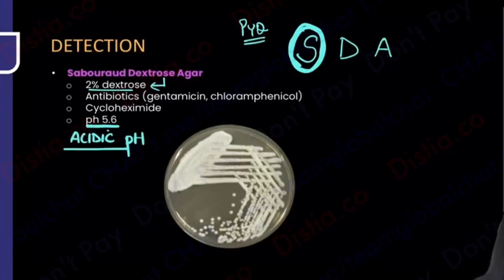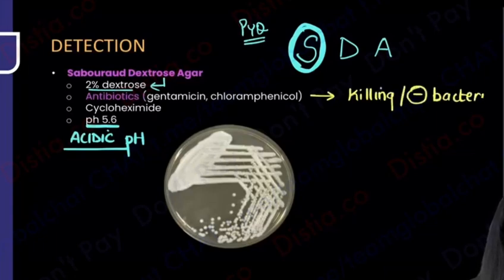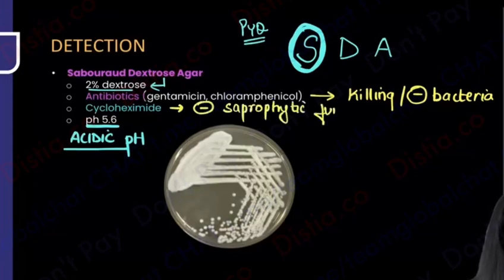Apart from that, I have noticed that SDA has antibiotics also. What antibiotics? Gentamicin, chloramphenicol have been added. Why? So that it can inhibit or kill the surrounding bacteria. For the killing or the inhibition of the bacteria, I have added antibiotics. Apart from that, we can also have cycloheximide added. Why do we have cycloheximide added? So please remember, you also want to finish off other saprophytic fungi. You don't want any saprophytic fungi to grow. You only want your pathogenic fungi to grow.